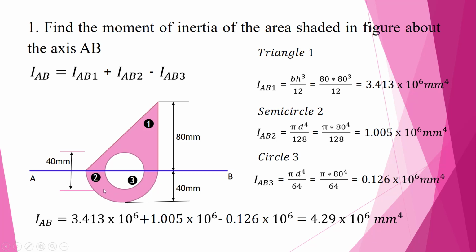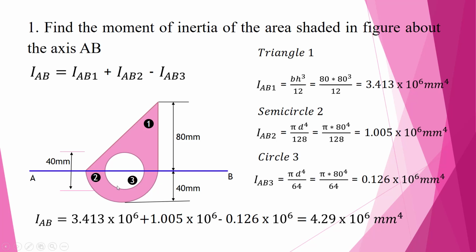And the third one is the circular section. Here we can see that the axis is passing through the CG of the circular section. So the moment of inertia of the circular section about an axis passing through its own centroid is equal to pi d raised to 4 by 64, which is equal to pi into 80 raised to 4 by 64, which is equal to 0.126 into 10 raised to 6 mm raised to 4.